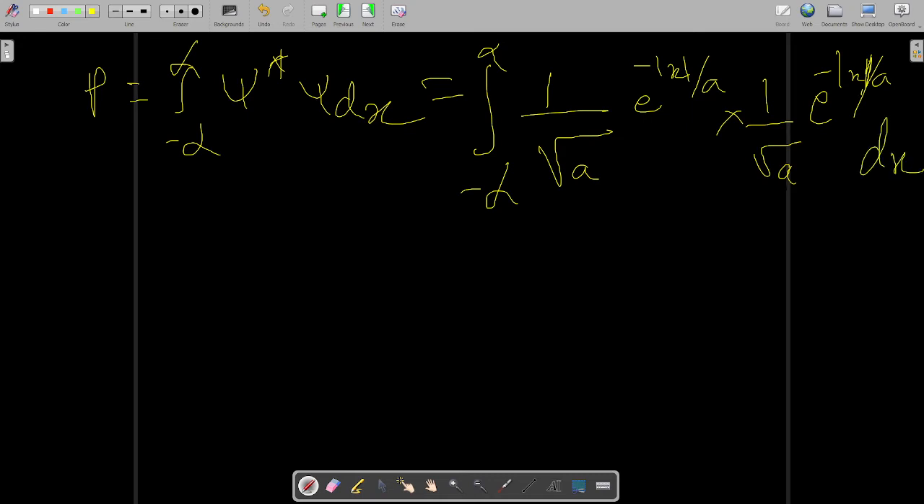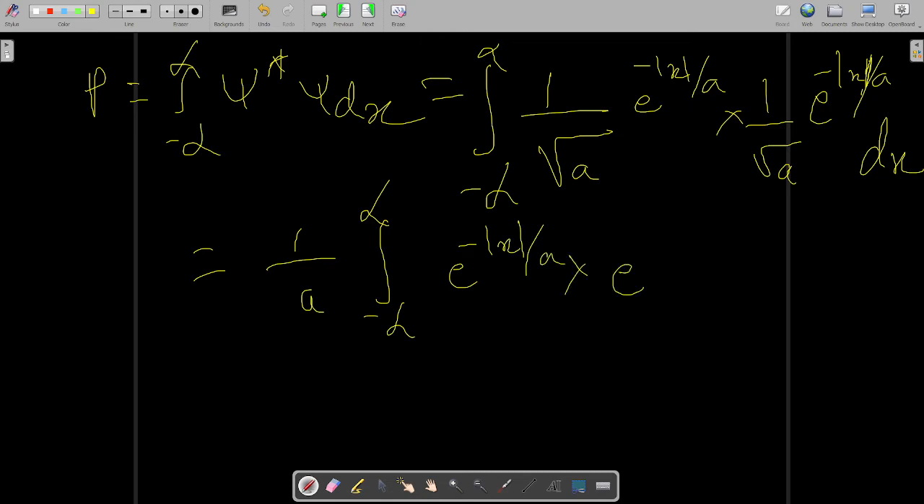And what will happen next? Clearly I can take this a out of here. So 1 upon root a into 1 upon root a will become 1 upon a. So 1 upon a will come out, integral from minus alpha to alpha, e to the power minus mod x by a multiplied by e to the power minus mod x by a dx. Then you will apply the law of indices.